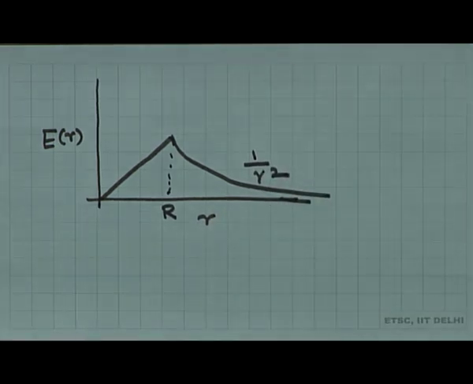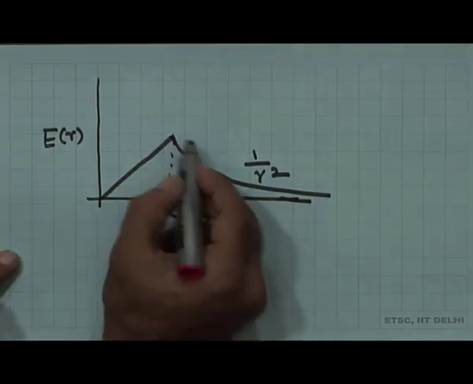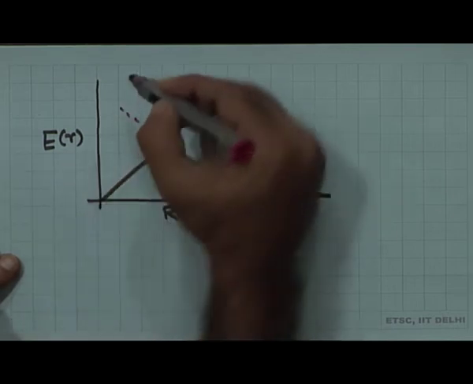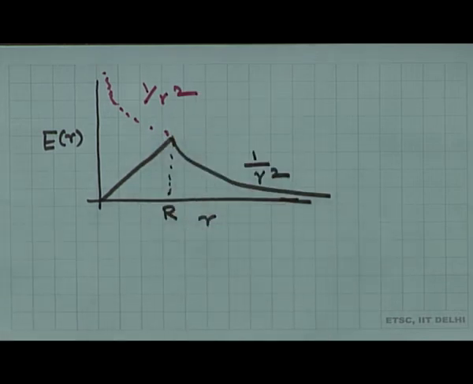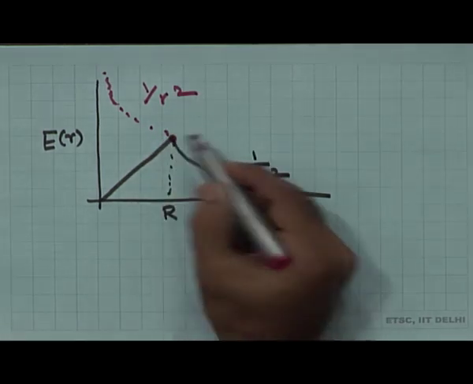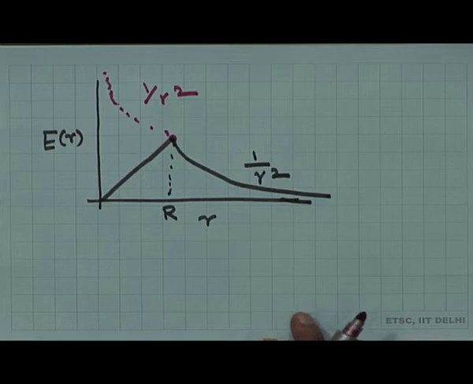We should contrast this with what happens if the charge distribution is almost point-like. Then what would have happened? This line would have continued and it would have gone off to infinity. 1 over r squared everywhere, that is what would have happened. But now you see, this is the tipping point at the surface of the charge distribution.